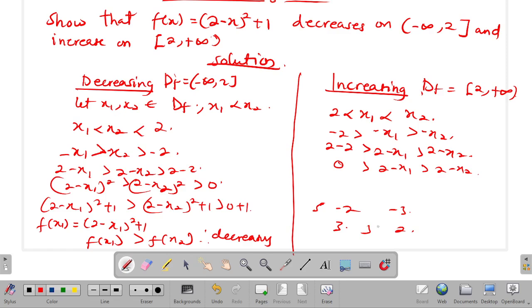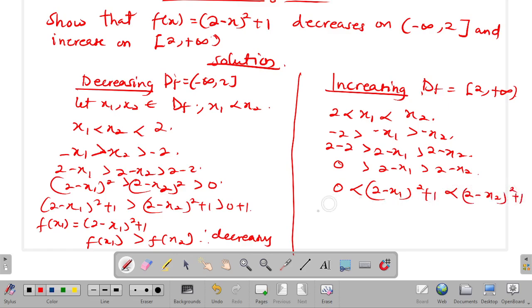Let me do it this way. So the idea is that you have 0 greater than 2 minus x1 and it is greater than 2 minus x2, right? So you are going to square this, but immediately you square, the sign will have to reverse. This is actually a bigger number than this, right? So once you square and you add 1 to it, it's going to reverse. So you're going to have 0, which is less than 2 minus x1 all squared plus 1, and this will be less than 2 minus x2 all squared plus 1.